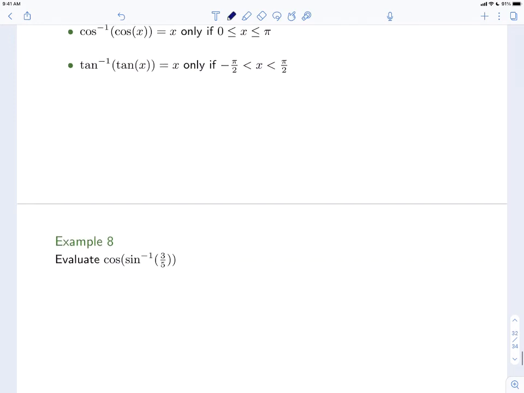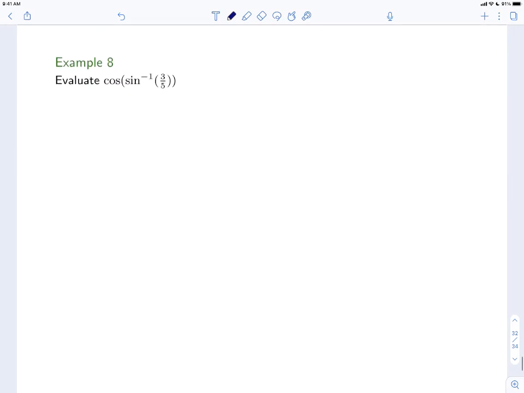Let's do another example. In this case, let's evaluate cosine of the inverse of sine evaluated at 3/5. So how do you go about solving a problem like this? Well, basically, the idea is that this sine inverse of 3/5 is going to be some angle. So theta is an angle, which is the inverse sine of 3/5. So that means that sine of theta is equal to 3/5.